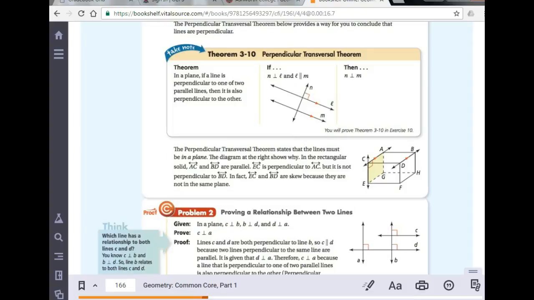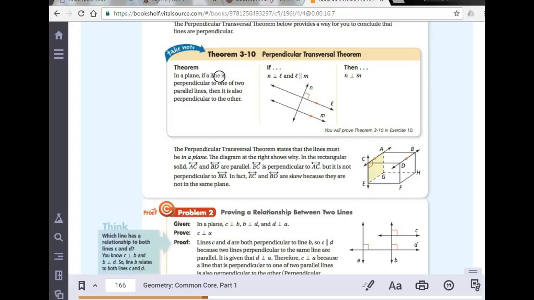Hello again. We're going to be working problem number 2 found in lesson 3-4. This is found on page 166 of your textbook. But before we do, I want you to look up here at the perpendicular transversal theorem. And I just want to read this to you because that's what this problem is actually going to deal with.